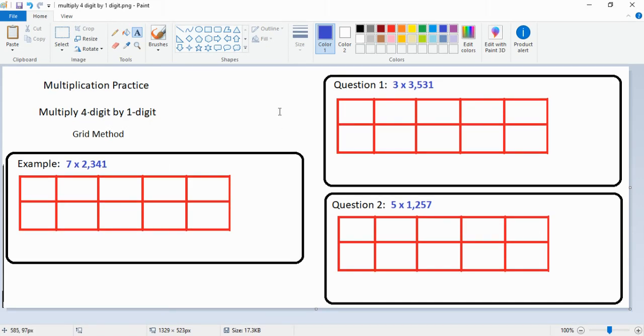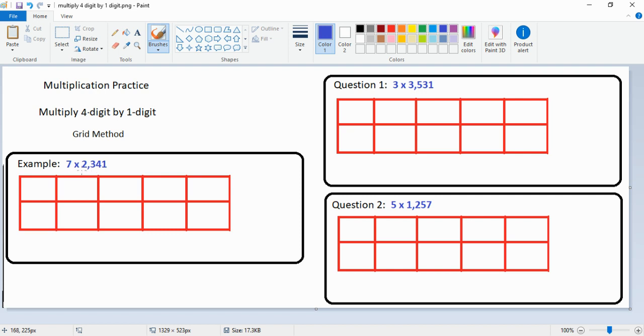Hi, we're going to cover multiplication using the grid method. We have 4 digits multiplied by 1 digit, and we've got one example and then 2 practice questions. Or even if you're ready, you can try the example here, pause the video, have an answer.